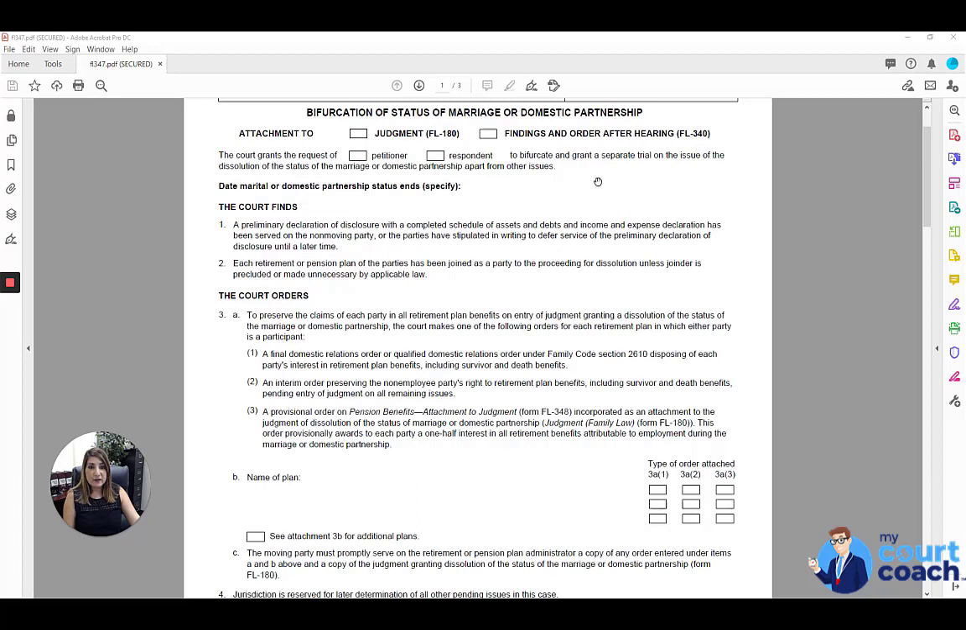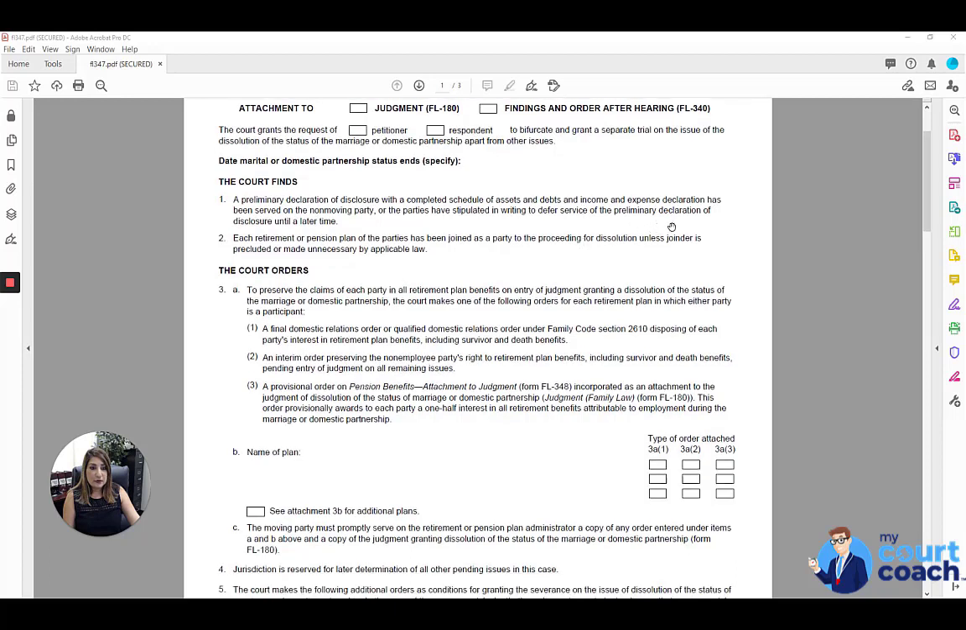A termination of marital status needs to be included in a judgment, so you would want to attach this to an FL-180 judgment form, so mark the box that says attachment 2. Below that, mark the box that identifies your role to this case, whether you are the petitioner or respondent. And then below that, you're going to list the date that your marital status terminates on, or your domestic partnership.